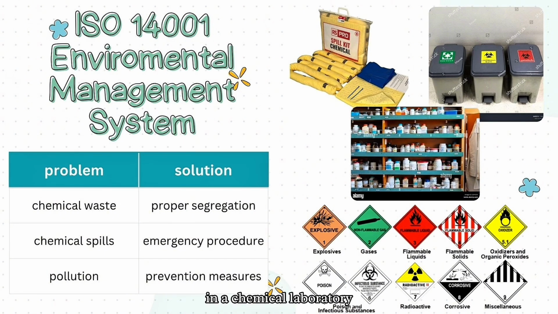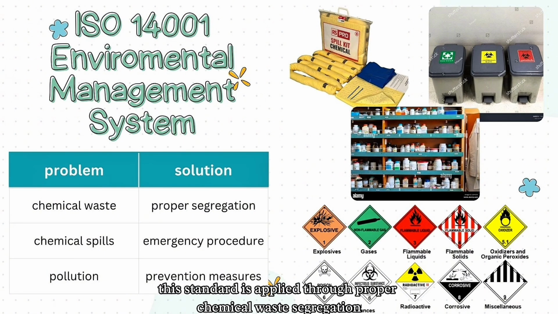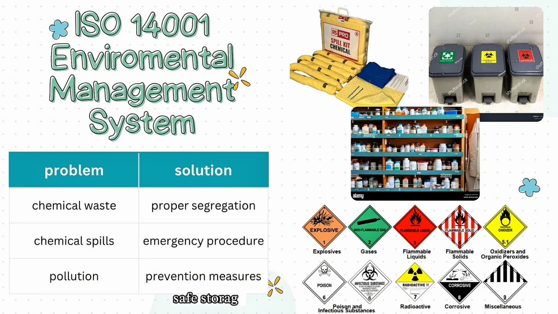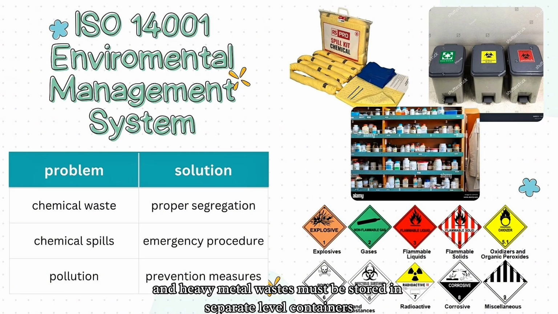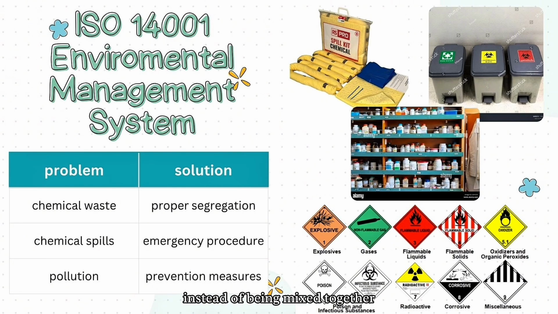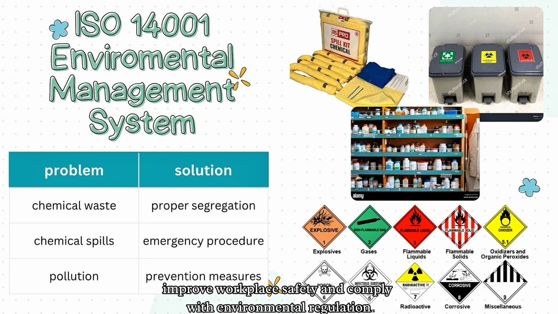impacts. In a chemical laboratory, this standard is applied through proper chemical waste segregation, safe storage of hazardous chemicals, spill response procedures using spill kits, and the correct use of hazard labels. For example, acids, organic solvents, and heavy metal waste must be stored in separate labeled containers instead of being mixed together. By following these practices, laboratories can prevent pollution, improve workplace safety, and comply with environmental regulations.